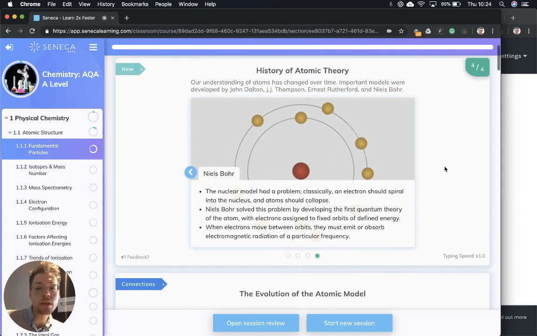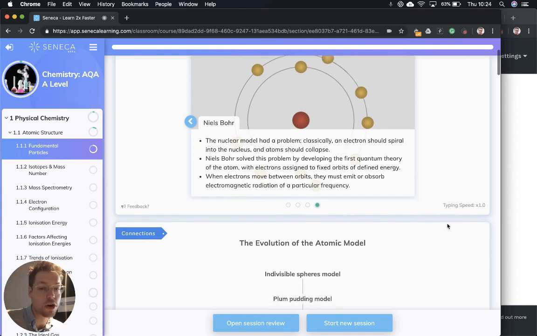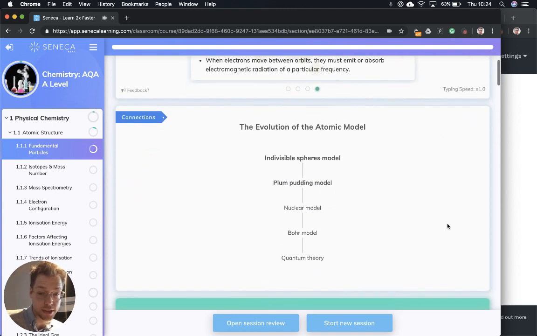Okay? Now we need to talk about Niels Bohr, because the nuclear model had a little problem. Classically, an electron should spiral into the nucleus and atoms should collapse. Bohr solved this problem by developing the first quantum theory of the atom, with electrons assigned to fixed orbits of defined energy. Okay? When electrons move between orbits, they must emit or absorb electromagnetic radiation of a particular frequency. Okay? So that was a lot to take in.